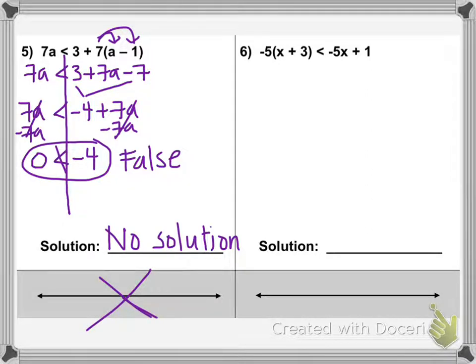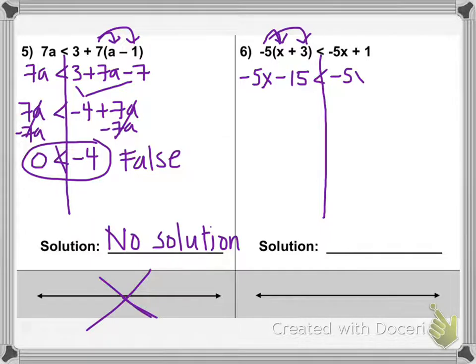Okay, let's try number 6. Again, we've got parentheses, so we're going to distribute that negative 5 to the x and to the 3. Negative 5 times x is negative 5x. Negative 5 times 3 is negative 15. Bring down your less than symbol. We've got negative 5x on the right and plus 1.